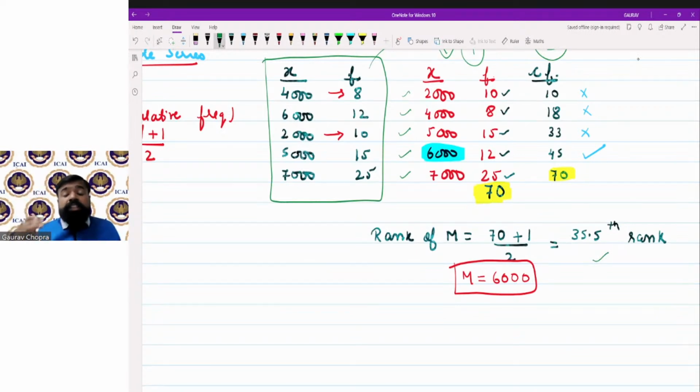Now we have to see this 35.5 is covered where? So it is covered under the heading X, 6,000. So it is covered here in front of 45. So median will be 6,000. Okay. So this will be your median.